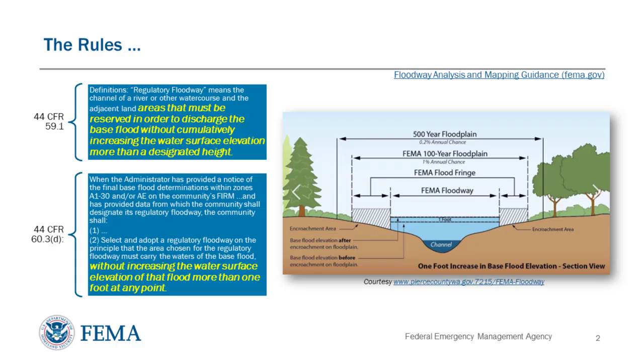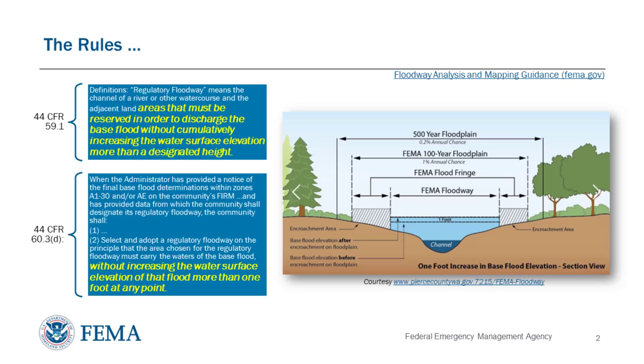In these regulations, you'll see on the side of this slide 44 CFR, and the CFR stands for Code of Federal Regulations. And in that, as it relates specifically to the floodway, we must reserve an area in order for the discharge of the 100-year flood or the base flood, so that it doesn't create more than a certain rise of a designated height. And so if you go into 60.3(d), it actually specifies that height: you can't have greater than a 1-foot impact.